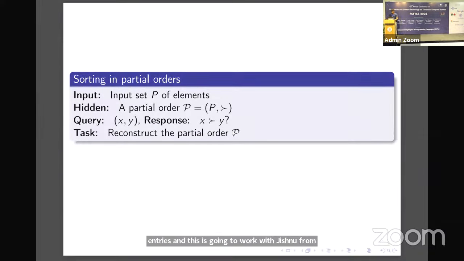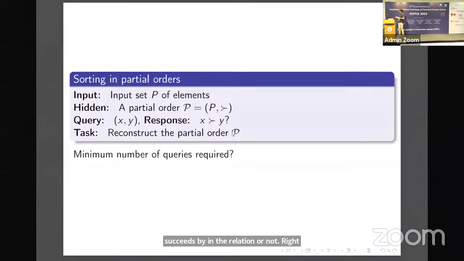Usually sorting is applied to total orders, and in the comparison-based sorting model, you get to ask queries of the form: given two elements, which one appears before and which one appears after in the total order. The task is to reconstruct the linear ordering. But it can be generalized to partial orders, where the input is a set of elements P and the partial order is hidden. You get access to an oracle where you can ask queries of the form: given two elements x and y, does x succeed y in the relation or not? The task is to reconstruct the partial order, and the query complexity is the minimum number of queries required to do this.